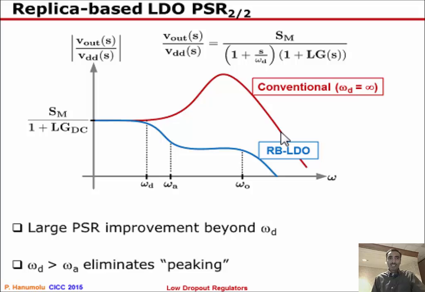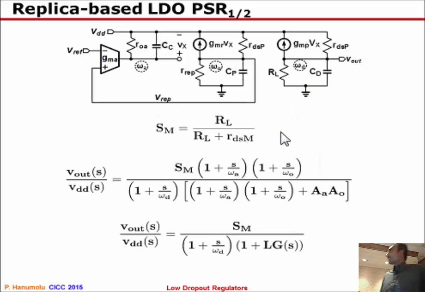Okay, so the nice thing about this is I have one other degree of freedom to set this omega D wherever I choose to. Earlier, I had to worry about stability when the same pole is sitting at the output of the regulator.